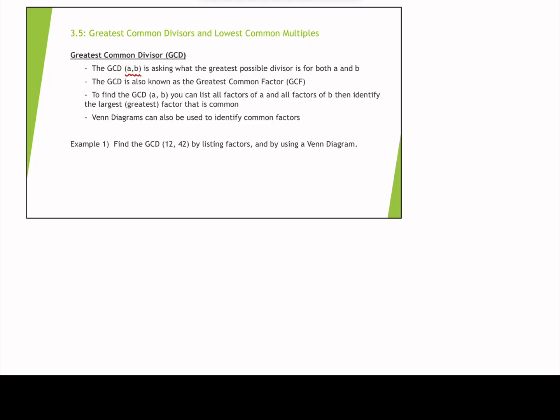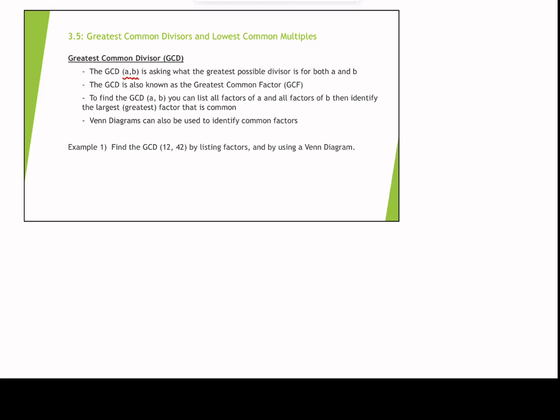So if you're going to find the greatest common divisor between two given numbers, you can list all of the factors of A and all of the factors of B, and then identify the greatest factor that happens to be common to both. There's another strategy I'm going to show you initially here, and that's using Venn diagrams to identify those common factors, and then we can pick the greatest from that list. So let's take a look at finding the greatest common divisor, or GCD, for the two values we're given, 12 and 42.